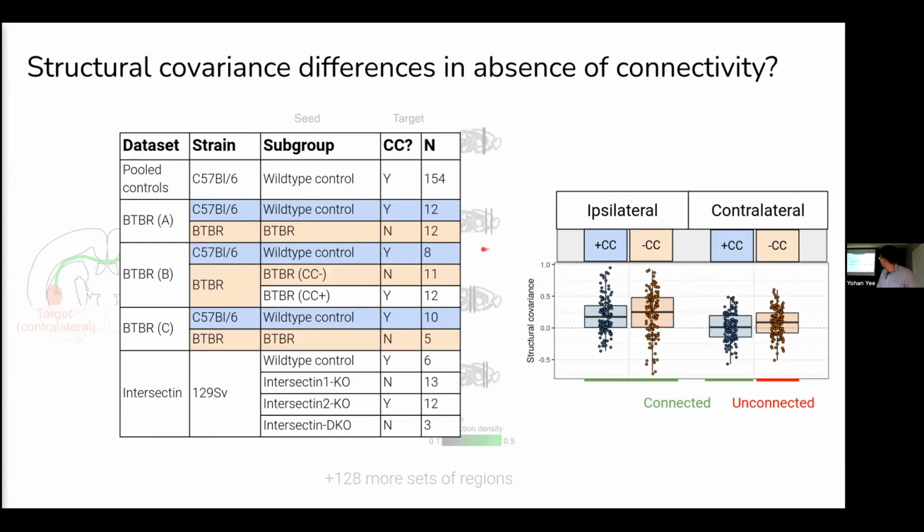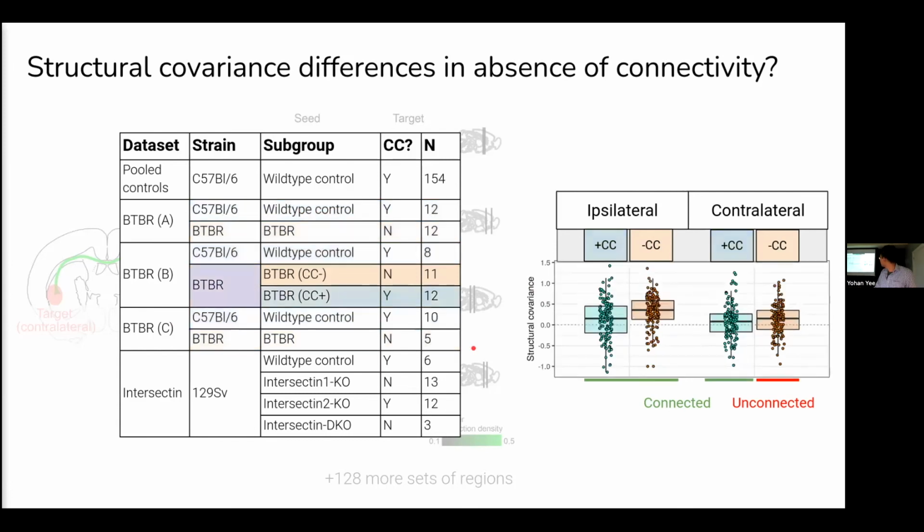What we did was first we initially pooled the controls from the 3 different BTBR experiments and compared that to the acallosal mice, again, all pooled together. We pooled them just to come up with a larger sample size, since that's an important factor in computing structural covariance. And as I mentioned, we don't see something that matches our hypothesis.